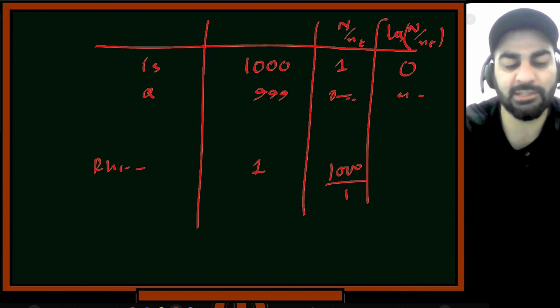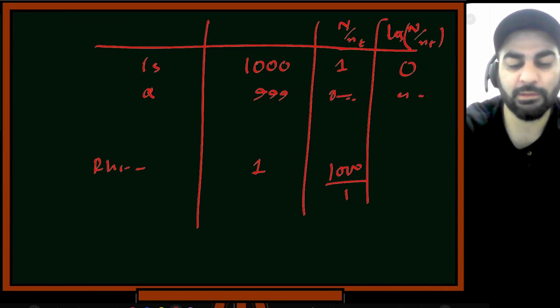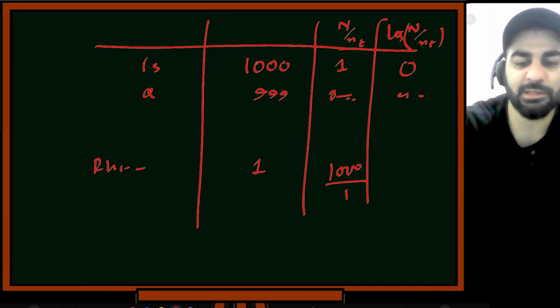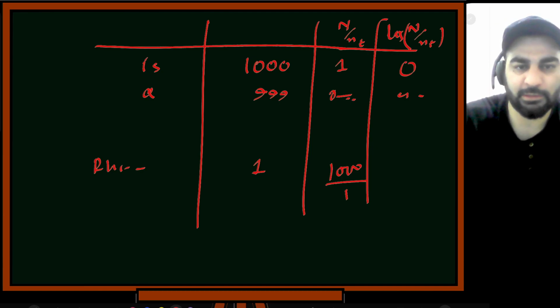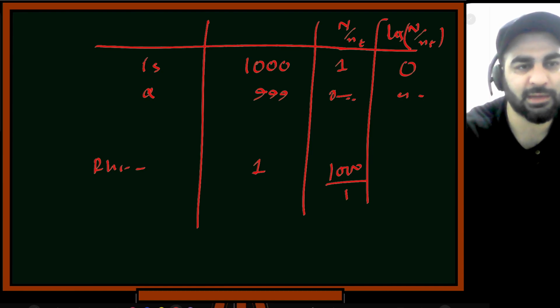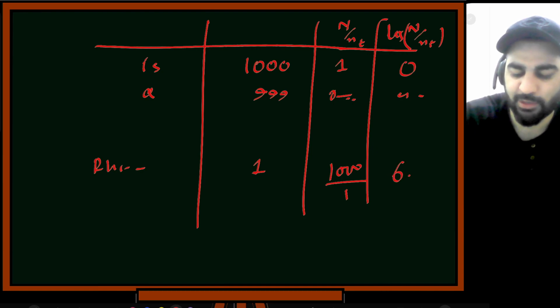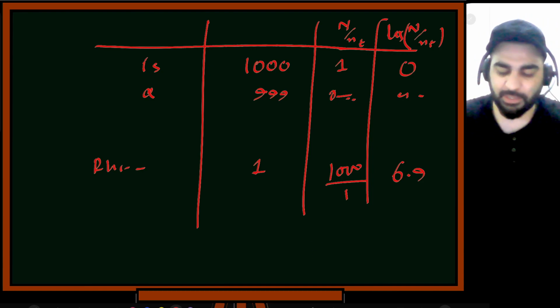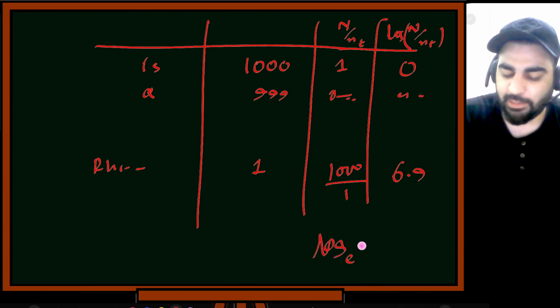So maybe I'll check log of 1000 to the base e. So this is equal to 3. This is the log to the base 10, but I want log to the base e. Log 1000 to the base e. This is somewhat 6.9, I think. So if I take log e of 1000, this is equal to 6.9.